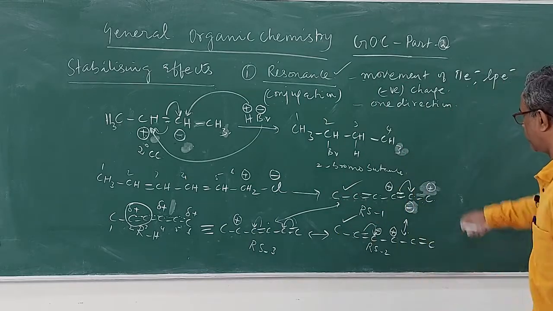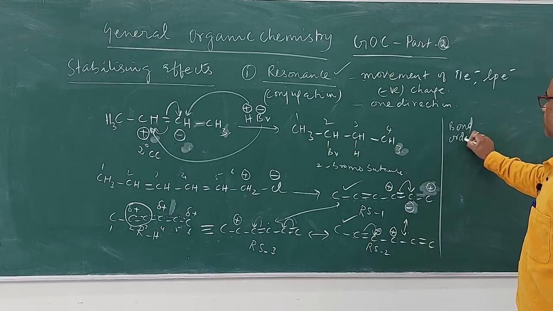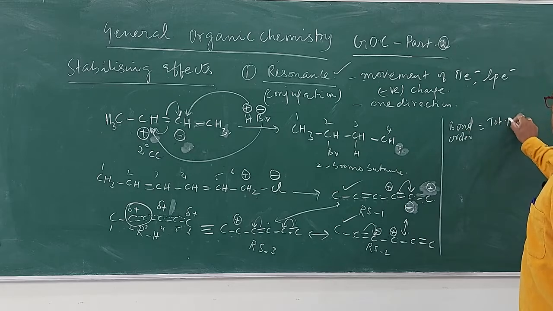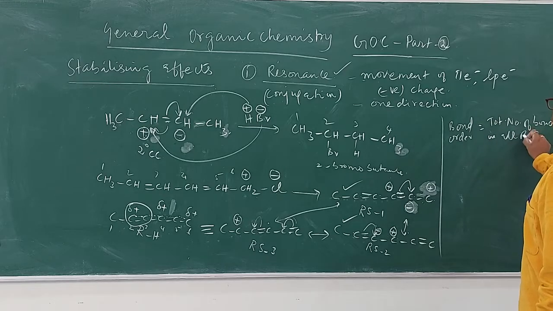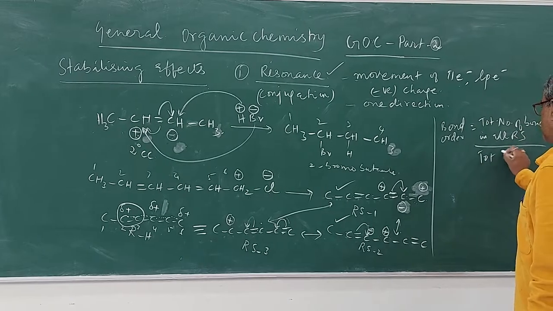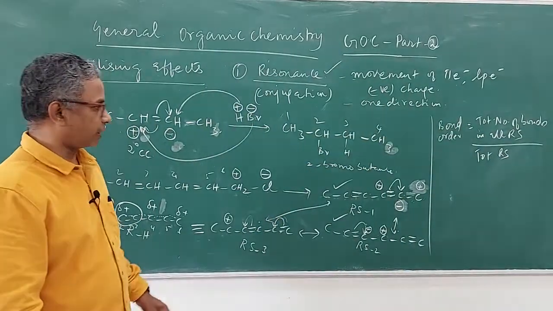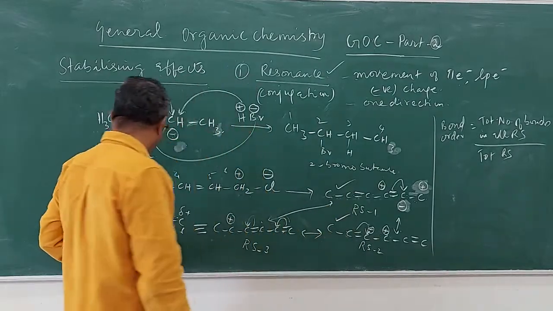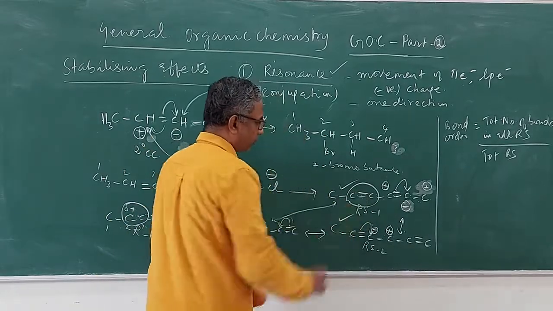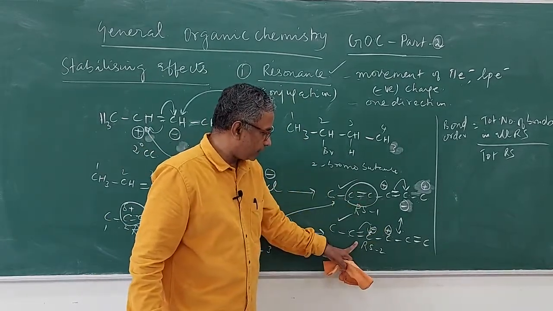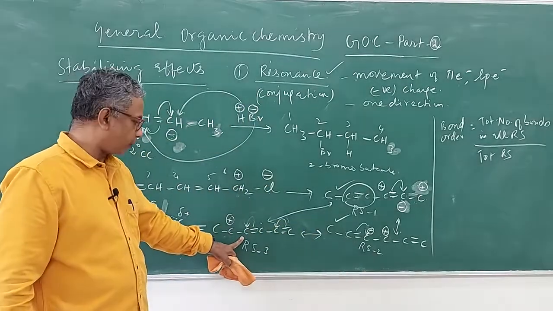bond order. We can calculate the bond order. Bond order is given by the total number of bonds in all resonance structures divided by the total number of resonance structures. Suppose you take the bond between carbon 2 and 3. Here you can see there are 2 bonds. Here you again have 2 bonds, so 4 bonds. Here you can see there is 1 bond, so 5 bonds you have.